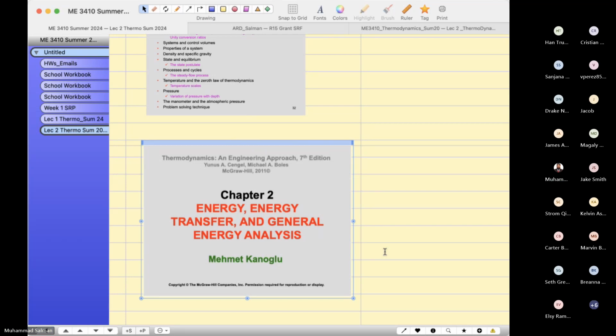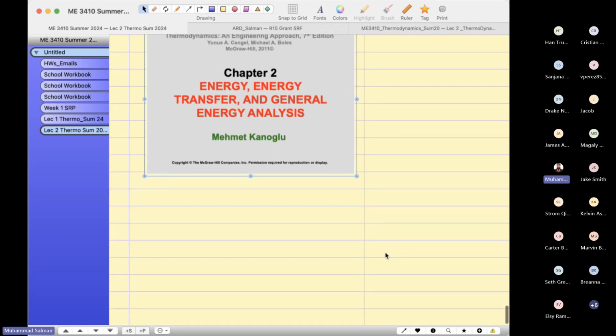Energy. How do we transfer energy from one form to another form? Energy, pressure energy, kinetic energy, potential energy. I'm giving you some big picture.